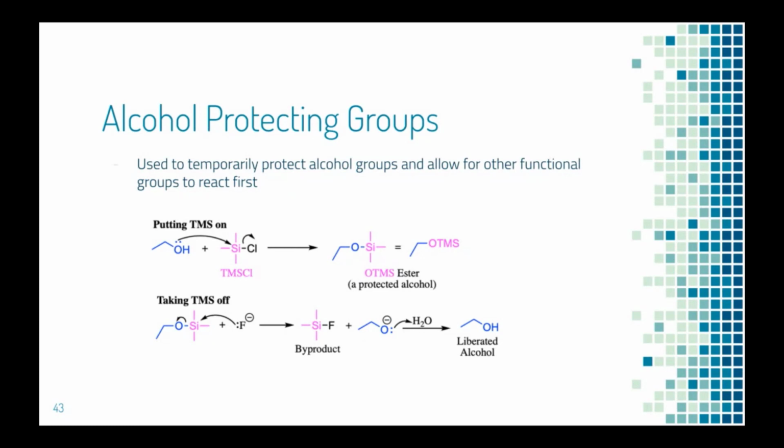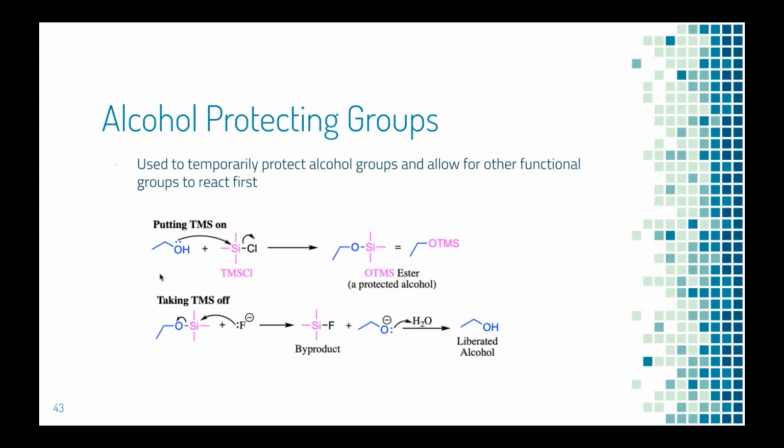Now I want to talk about your alcohol protecting groups. This certainly comes in handy if there is an alcohol group, but you want your other functional groups to react first. Since your alcohol would be the most reactive, if you want to keep that in your compound in a synthesis reaction or any other reaction, you would want to protect that alcohol first before allowing the compound to undergo its reactions. So first off, you can use your TMS.